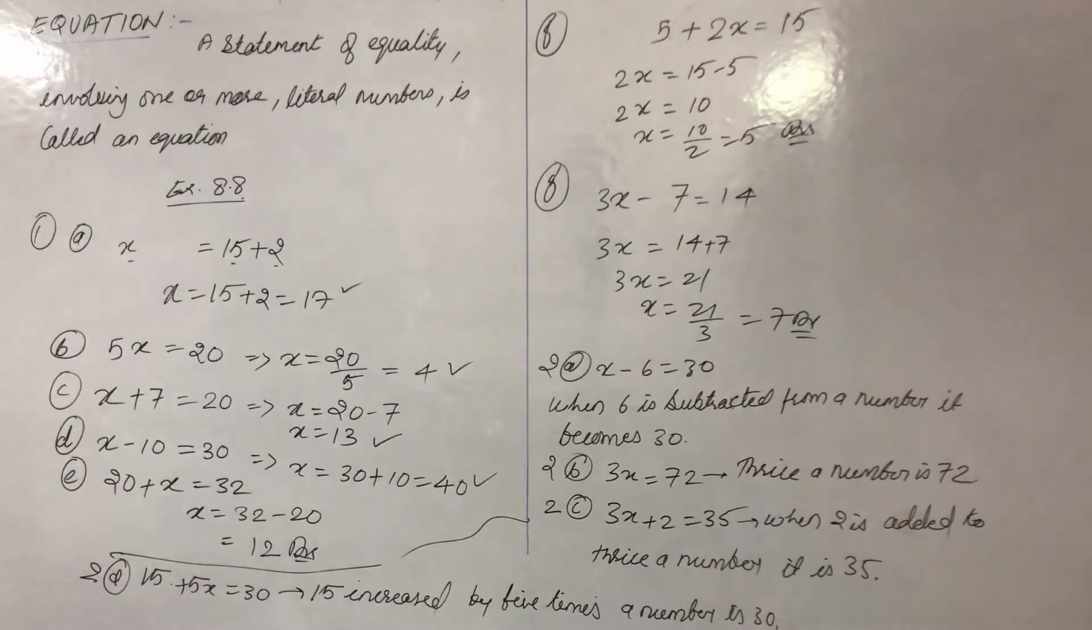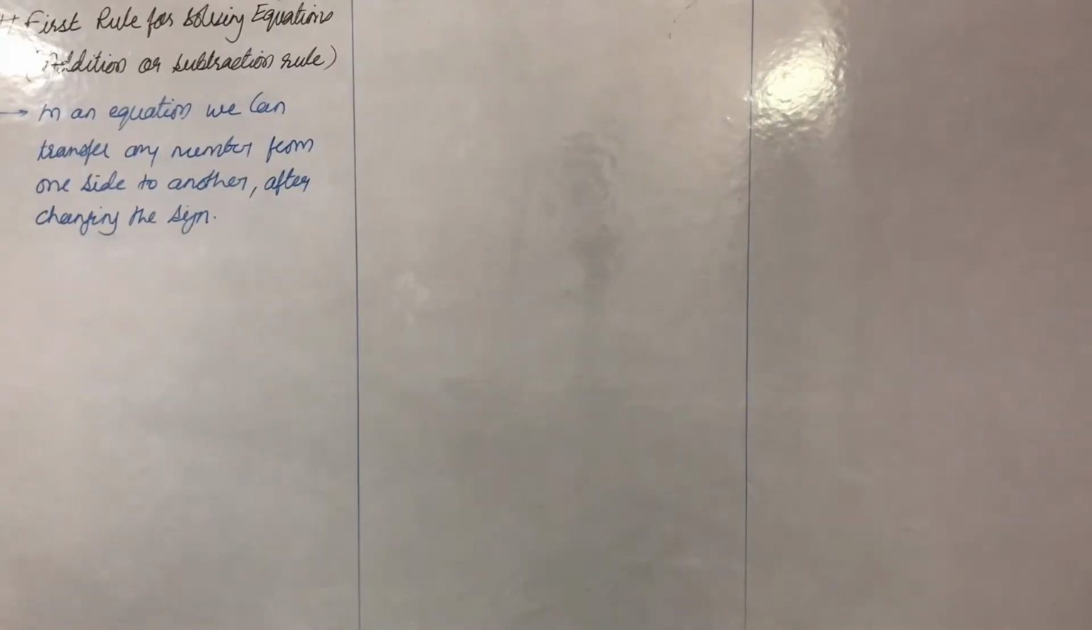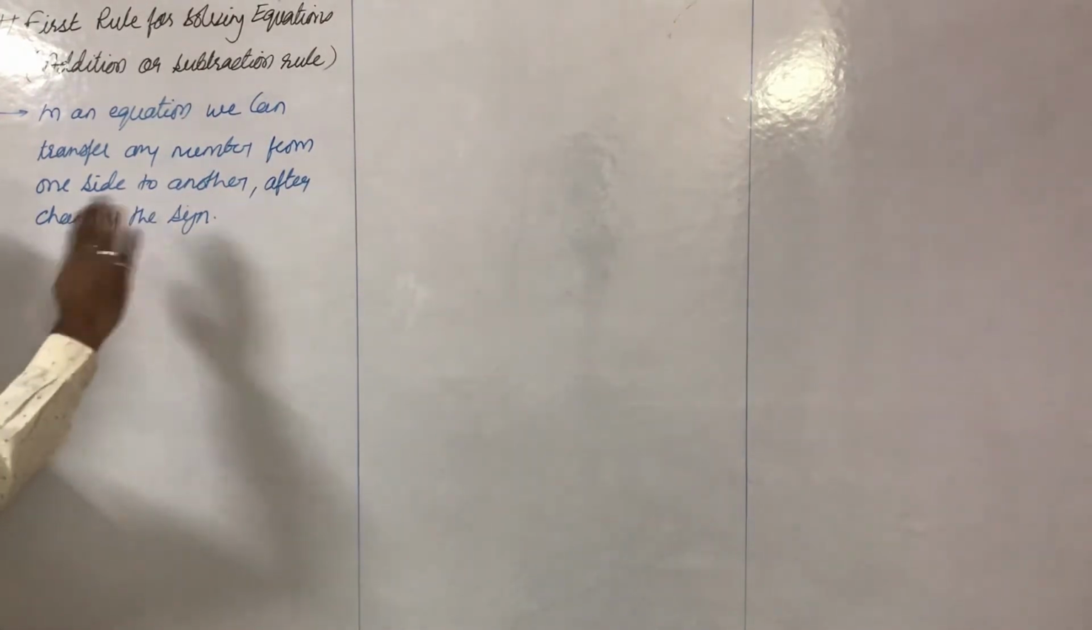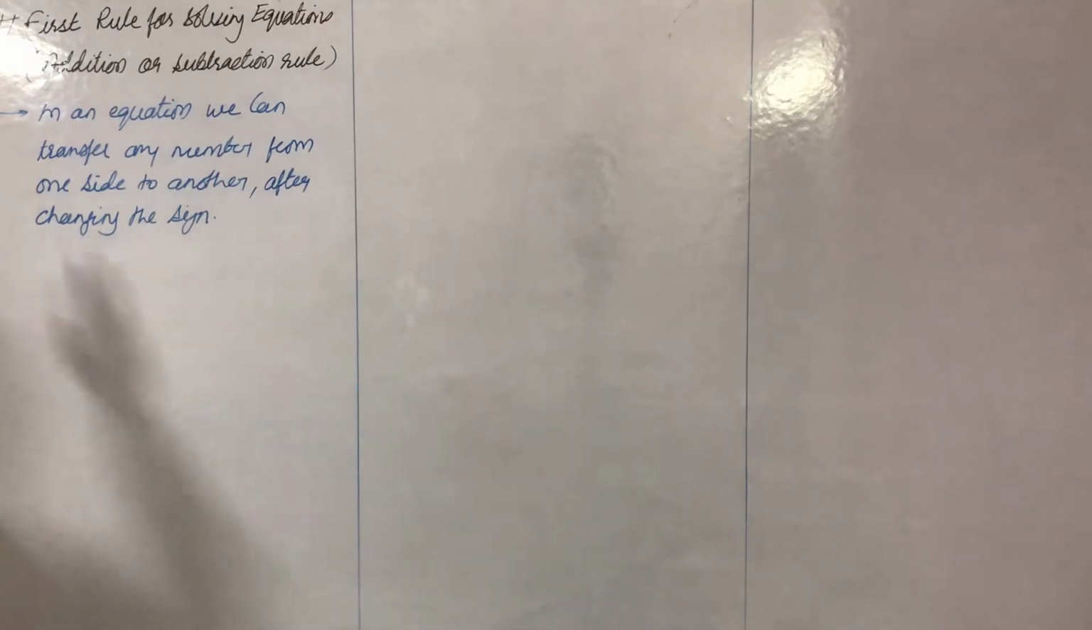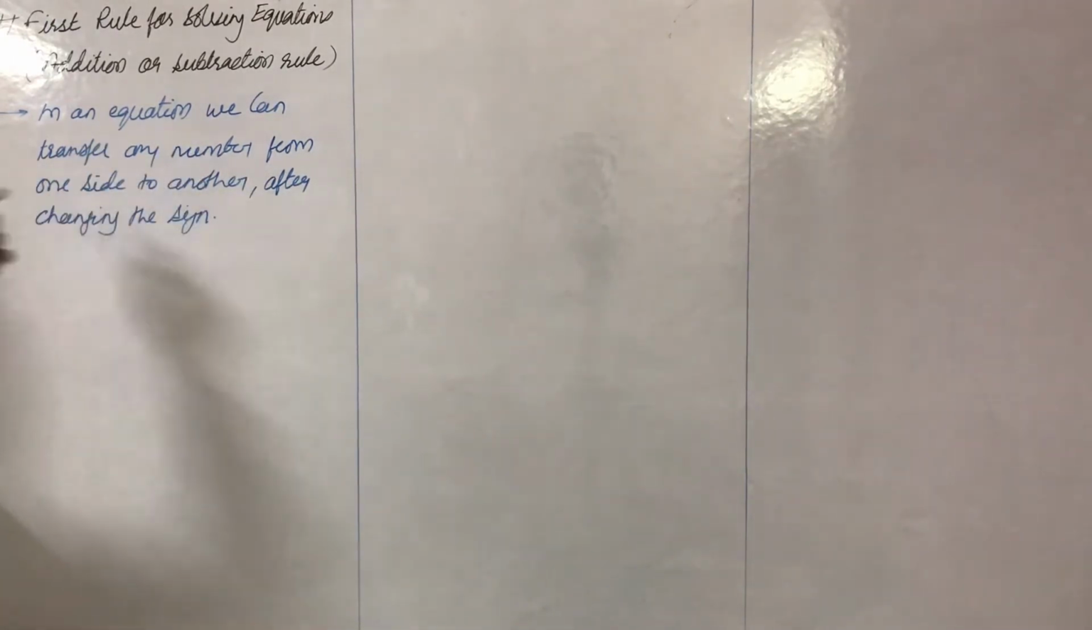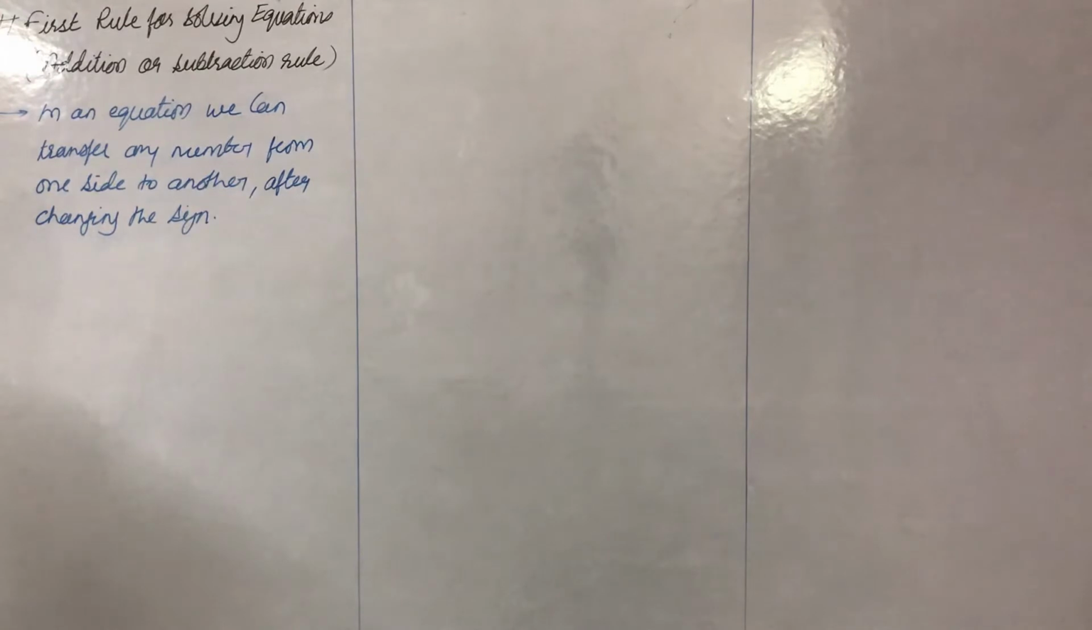Now next, rules for solving equations. We have two rules for solving equations, first rule and second rule. First rule is for addition and subtraction, which says that in an equation we can transfer any number from one side to another, from left to right or from right to left, after changing the sign. This is the first rule. Now let's start the exercise.